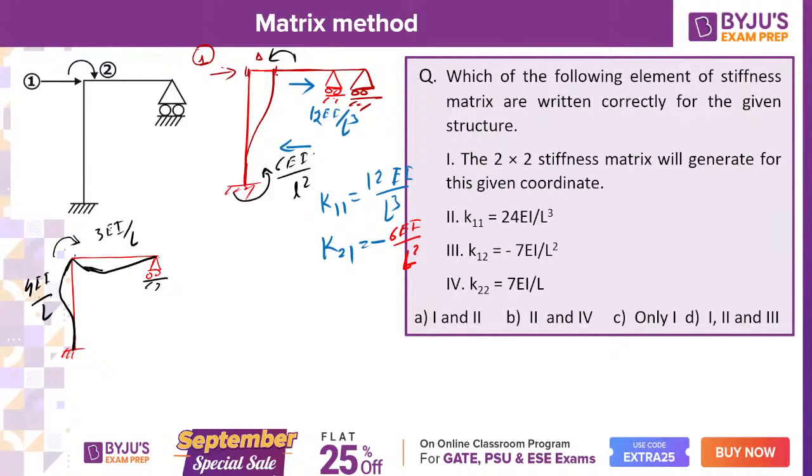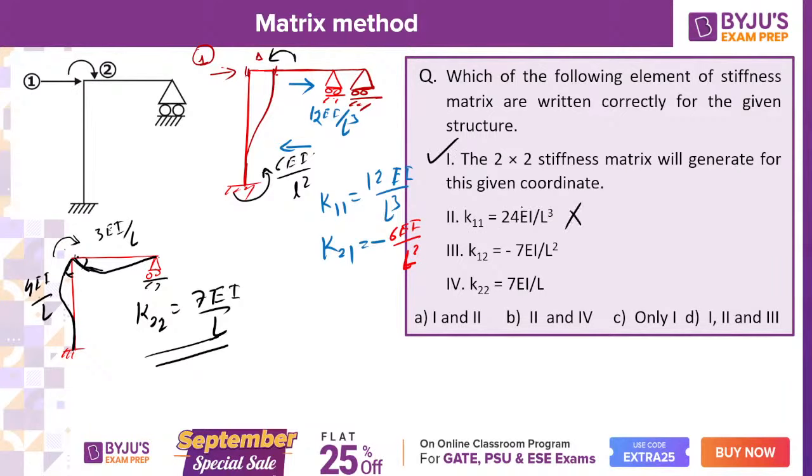So the total effort which you need to apply here, that is K22, the moment needed to get the unit rotation of this joint, is nothing but 7 EI by L. So K22 is 7 EI by L. Now you just check it out. A 2 by 2 matrix will be generated for this coordinate system. Yes, if there are 2 coordinates, you will get a 2 by 2 matrix.